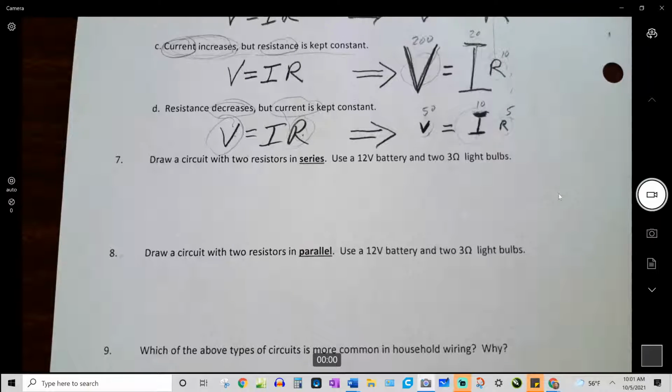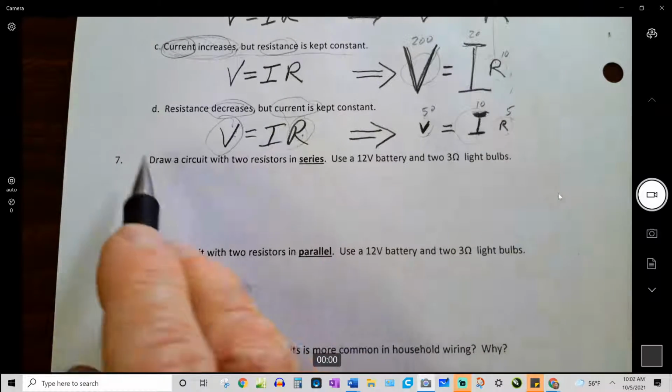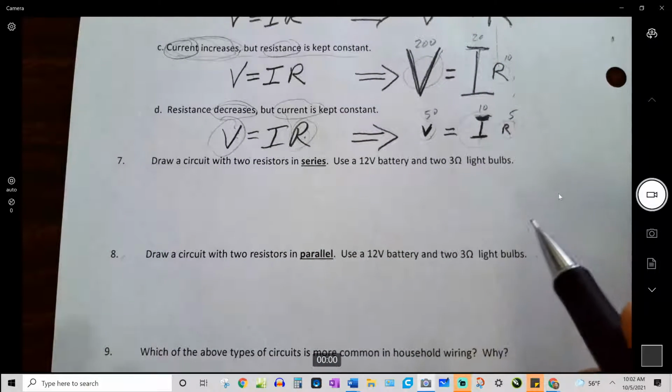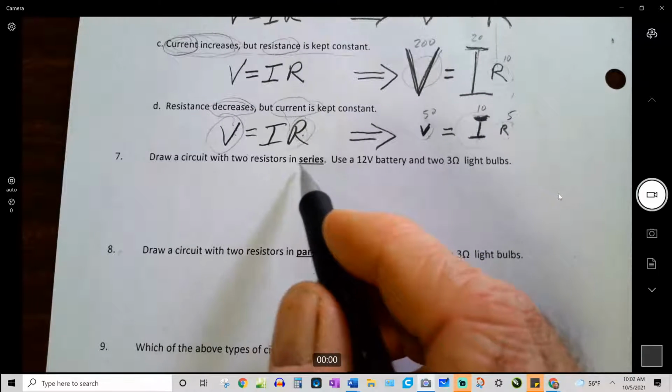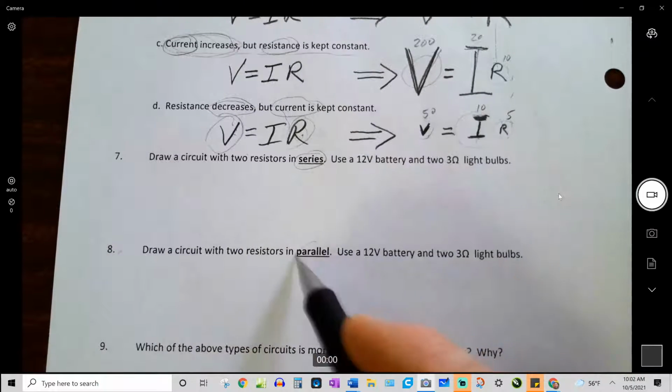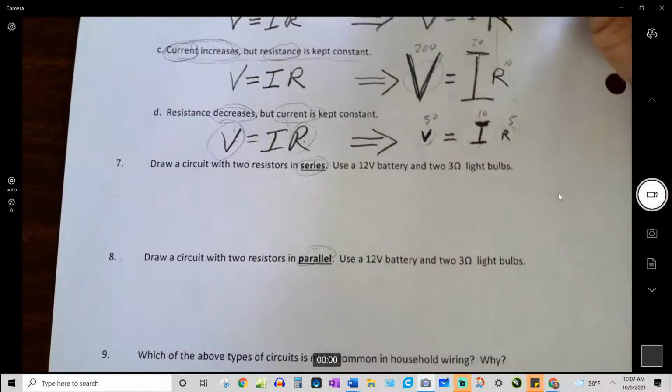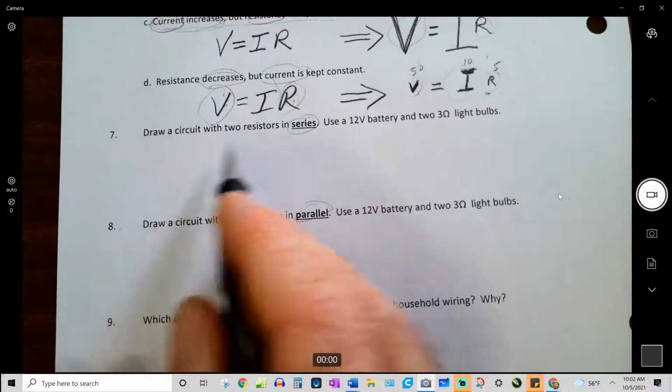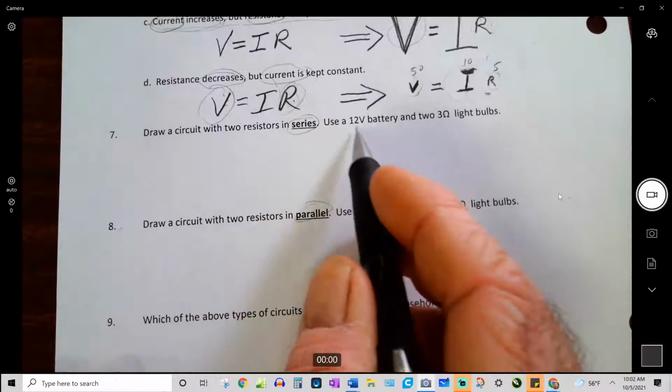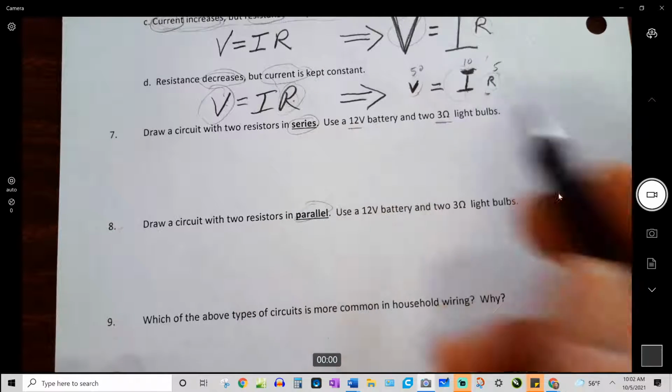So there's a little bit more to do on the back. This is kind of a random connection. It's just I had this space, and we're about to do a lab where you're going to be setting up series circuits and parallel circuits. So it's a good time to introduce it. Draw a circuit with 2 resistors in series, 12-volt battery and 2 3-ohm light bulbs.